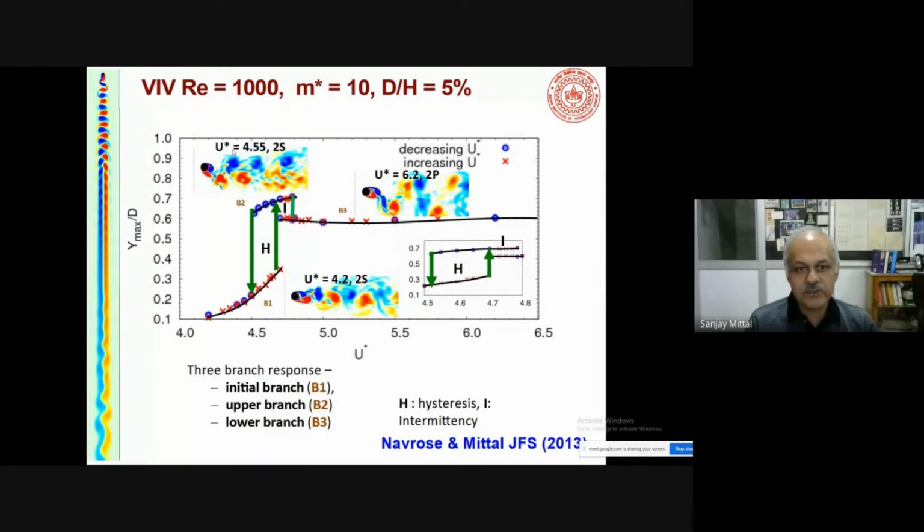And in fact, it also shows up in the mode of vortex shedding. For example, at U star 4.55, somewhere here, you get a 2S mode of shedding. But if you go to this branch, for example, 6.2, somewhere here, then you get the 2P mode of shedding. So two pairs of vortices are released, one from the upper and the lower surface. So during this intermittency, the flow keeps on changing between these two states, the 2S and the 2P states, and so on. So there's very interesting dynamics here.